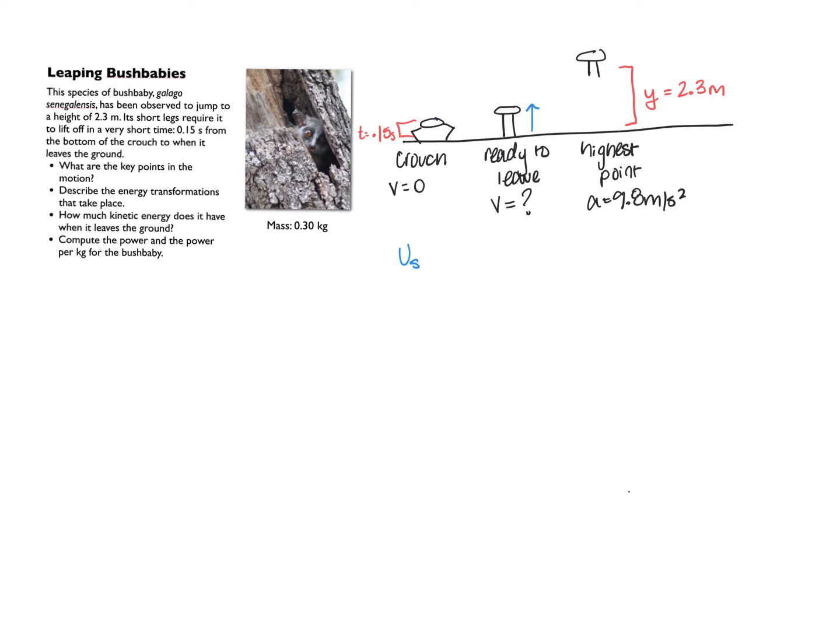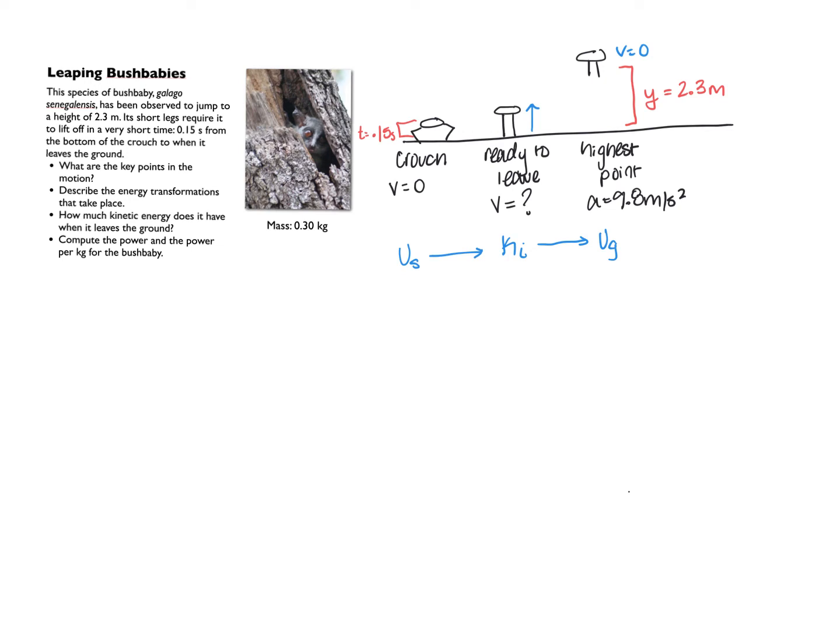We're getting ready to leave. Since we're moving up at some speed, I know that we probably have kinetic energy there, so I'm going to label this K initial. And then at the final piece, when our velocity is 0 at that highest point, we have gravitational potential, because we're some height off the ground, getting ready to fall back down. We have the potential to fall back down. So here are our energy transformations in each step.